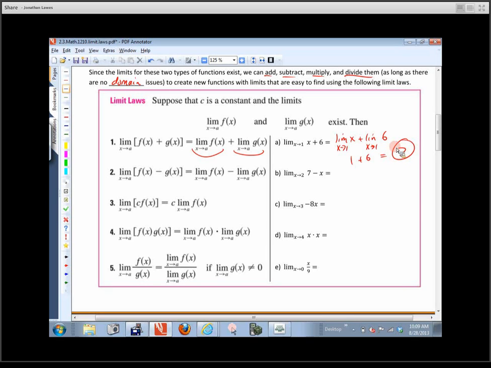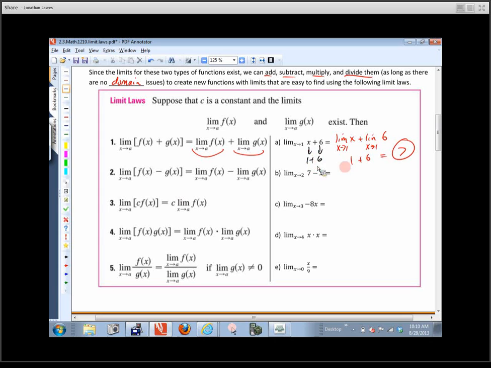Now, if you had to justify and show work, this is the work you'd show. But in practice, we're going to look at this and say, okay, we're finding the limit as x approaches 1 of x plus 6. Well, that doesn't change at all. That stays a 6. What does x approach? That approaches a 1.